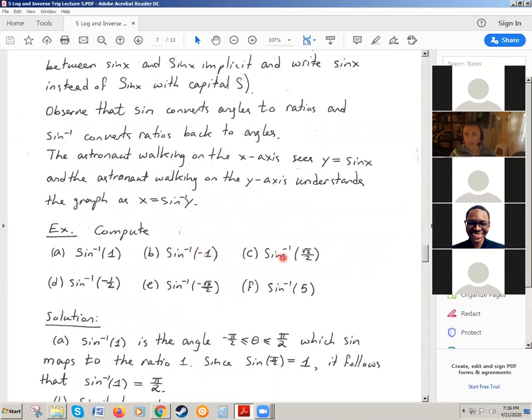What about C? What's sine inverse of root 2 over 2? That'll just be pi over 4. Precisely, that's pi over 4. What's sine inverse of minus 1/2?